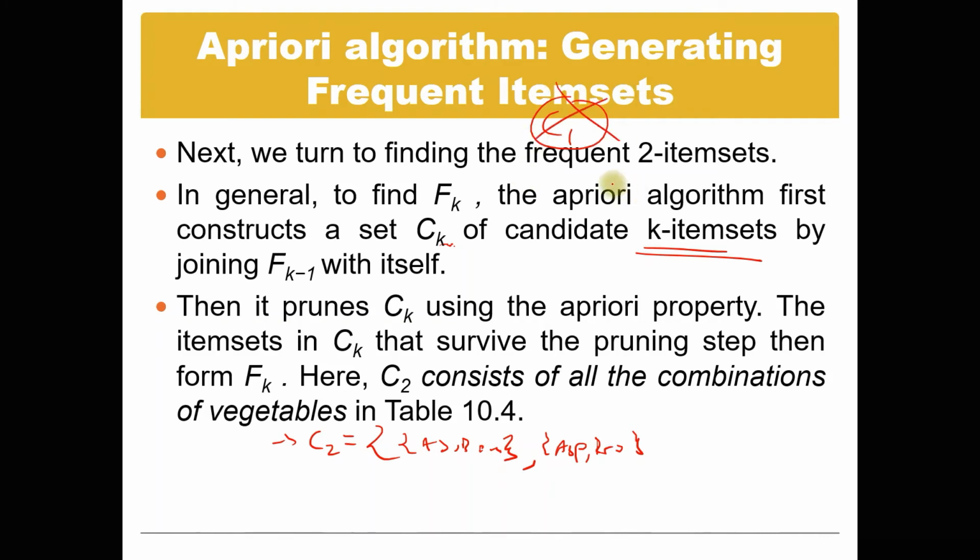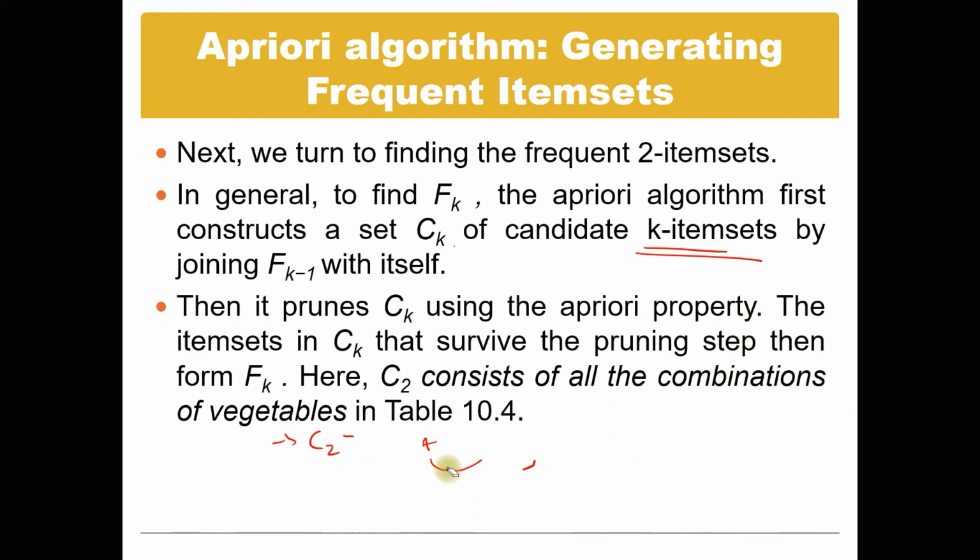We are not making C2 out of C1, but we are making C2 out of F1, which is okay. But still, you have to be careful because you have to understand that when you are joining all these two item sets together because they were frequent originally, that does not mean that asparagus and bean will be frequent. That doesn't mean that asparagus and broccoli would be frequent now. So what do we want to do then?